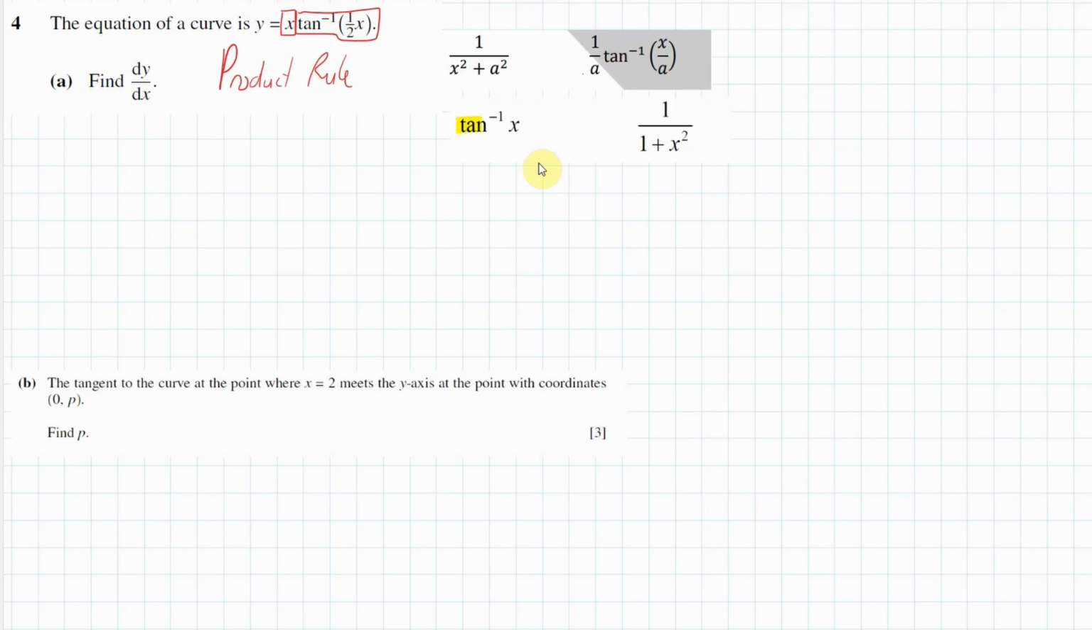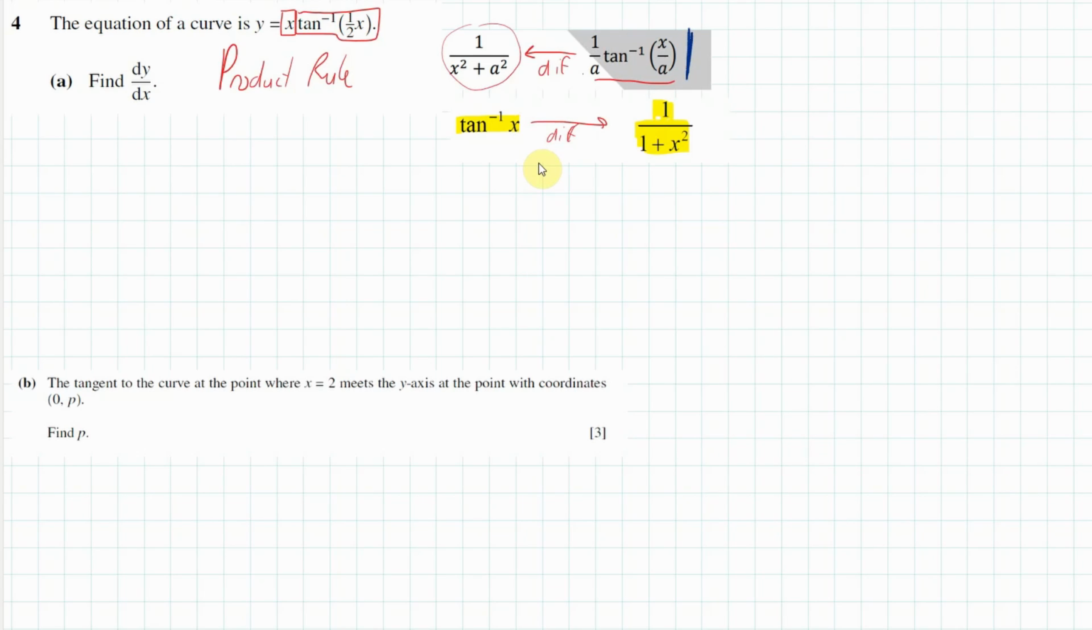Now, in your formula sheet, you're given this: when you differentiate inverse tan, you get this. Now, the problem is that we don't have it in that form. We actually have it in this form up here. And they don't give you this in the formula sheet, so you're going to have to memorize that when you differentiate something with x over a, it's going to end up like this one here. So let me walk you through this, but you must memorize this, okay? This is extremely important. You need to memorize it.